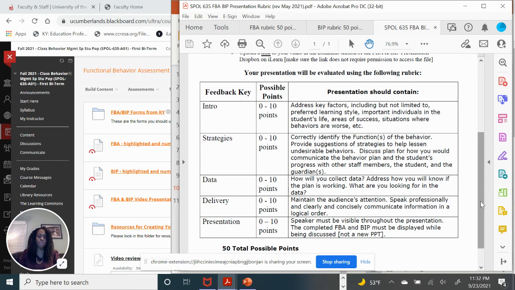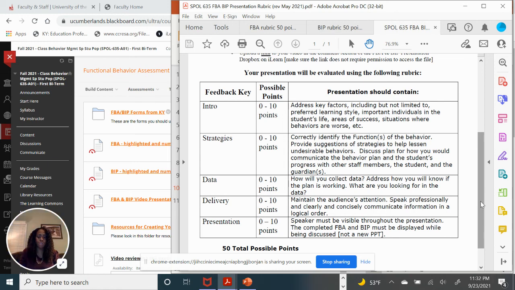So your introduction, you can earn up to 10 points. I need you to address the key factors, including but not limited to the child's preferred learning style, the important individuals in the student's life, areas where they're successful, and situations where behaviors are worse. And all of that information, where you're introducing the child to us, giving us a summary about that child, helping us to know who the child is.